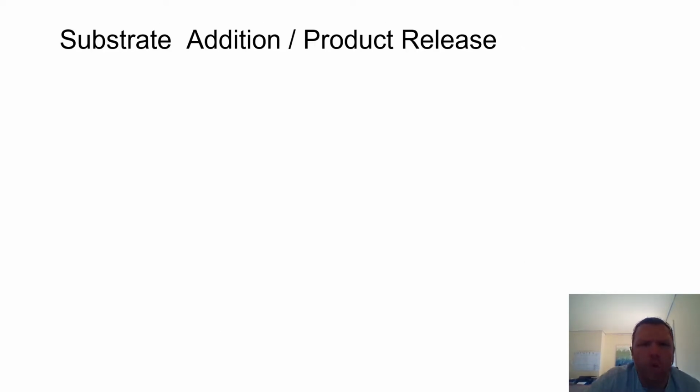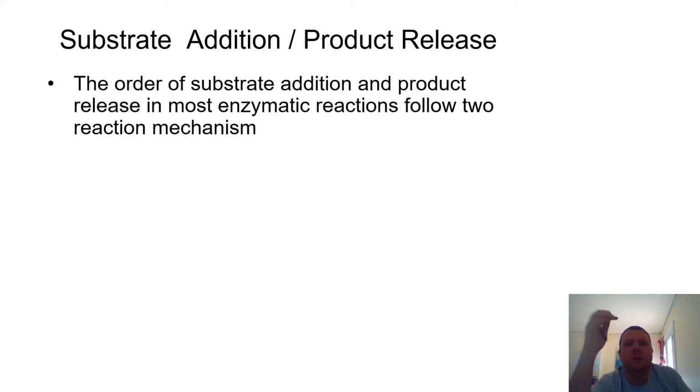When it comes to substrate addition and product release, we basically have two different categories. This is all about the sequence of particular substrates. When we were talking about ethanol and NAD+, what happens first? Does the NAD+ bind and then the ethanol bind, or vice versa? Or does it even matter?